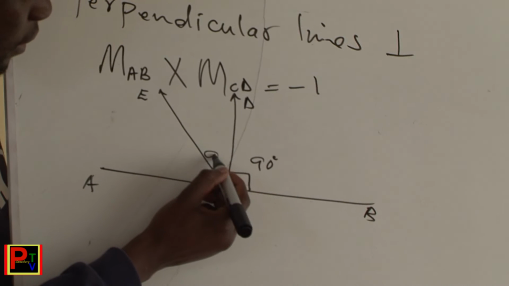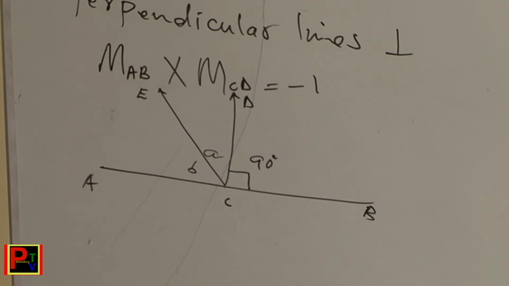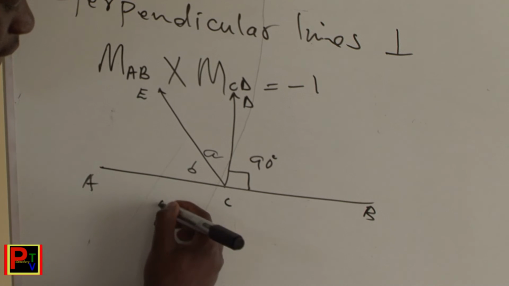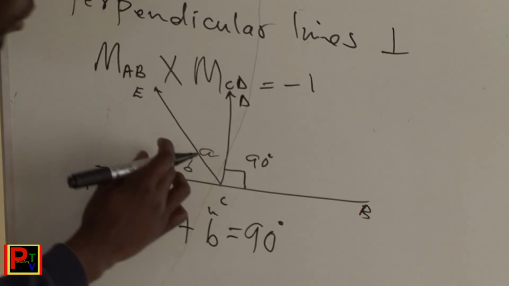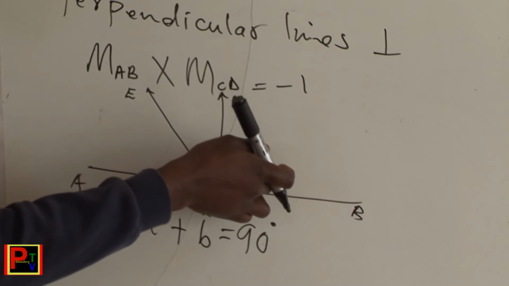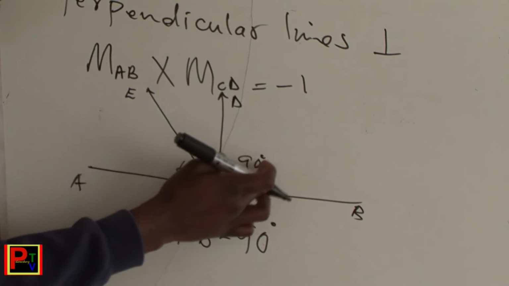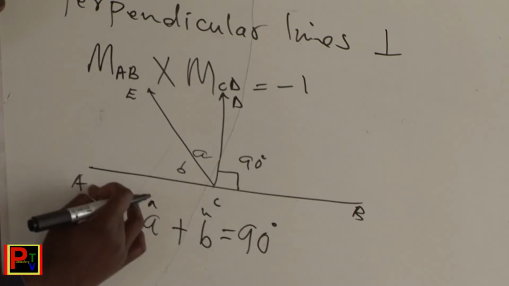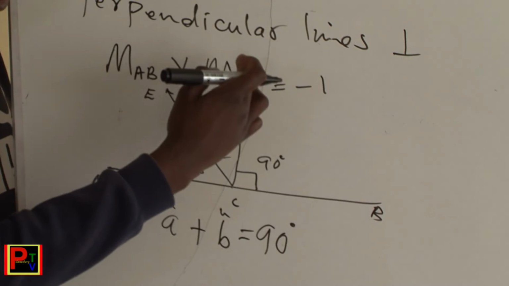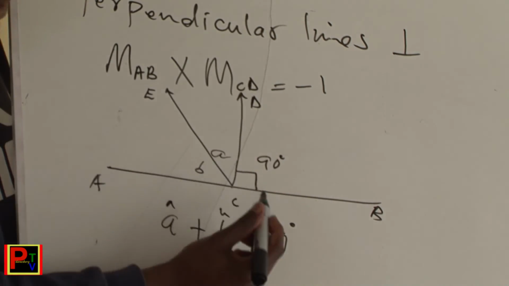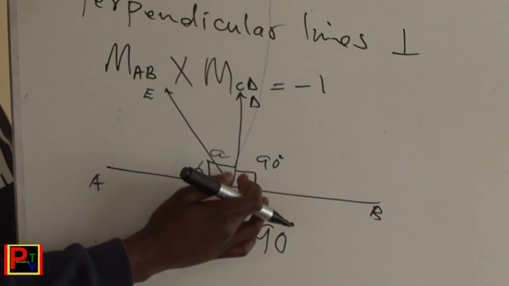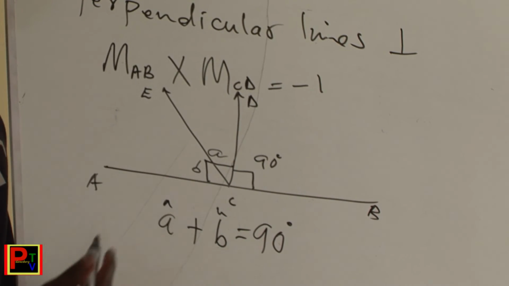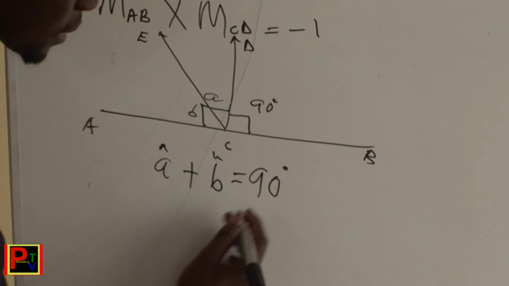Now if we are given that this angle is A and this one is B, we know that angle A plus angle B should add up to 90 degrees, because these two angles together will be equal to this one. The reason for that is because this angle is a right angle. If line AB is bisected by line CD, therefore we form two right angles. Now this is another right angle. If we sum up this right angle plus this right angle, we should be able to get 180.